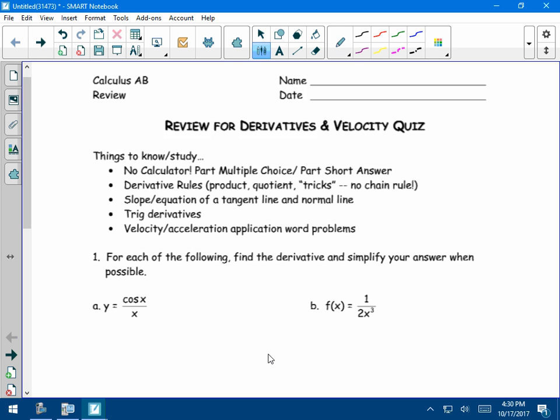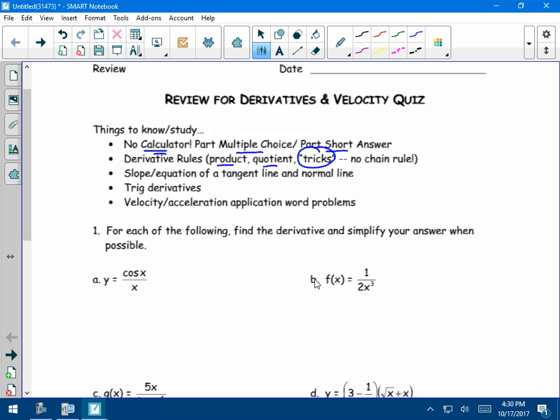Quiz is tomorrow. Some things about the quiz. First off, there's no calculator. Sorry. There's multiple choice and short answers. So some no partial credit, some partial credit. Things to know. Derivative rules. Product rule and quotient rule are both going to be on there again. Again, no chain rule, but think about tricks.